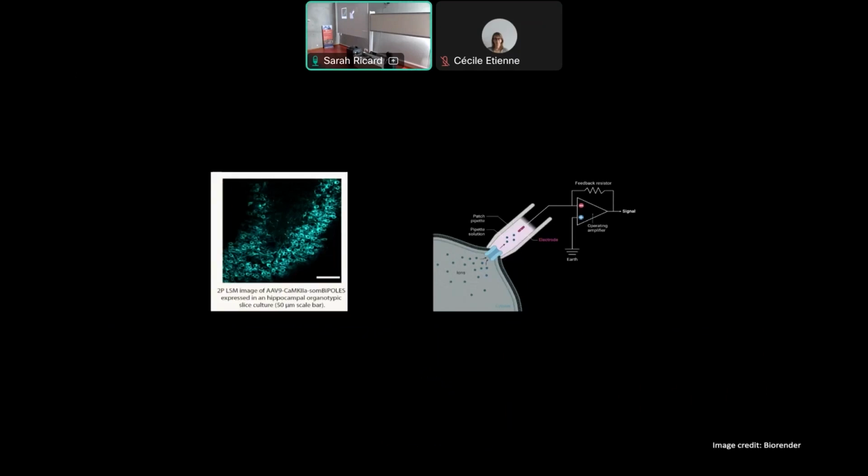The first step was to express this genetically encoded light-sensitive ion channel in neurons. This is just a fluorescence image of the cells that are now expressing this tool.